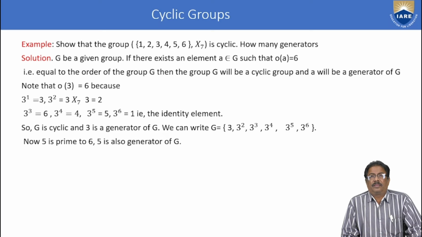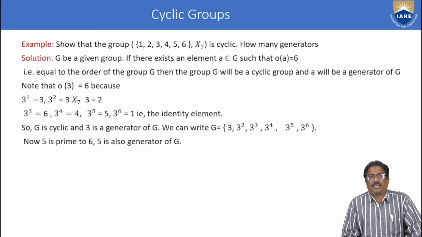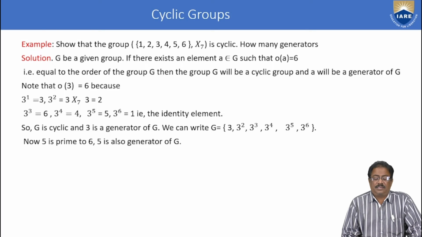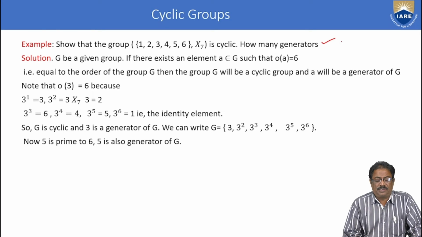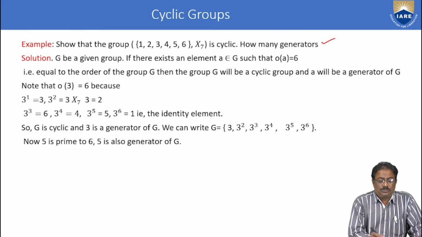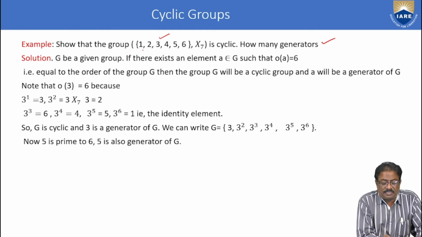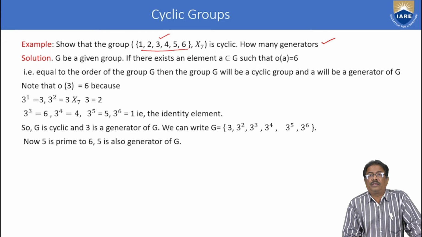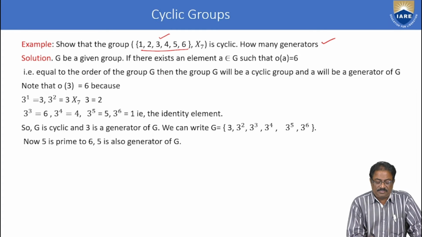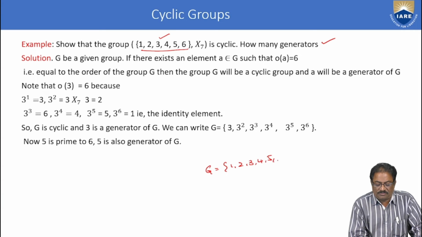Suppose it is given, show that the group is cyclic and how many generators it has. G is a group, and the set consists of the elements 1, 2, 3, 4, 5, 6.